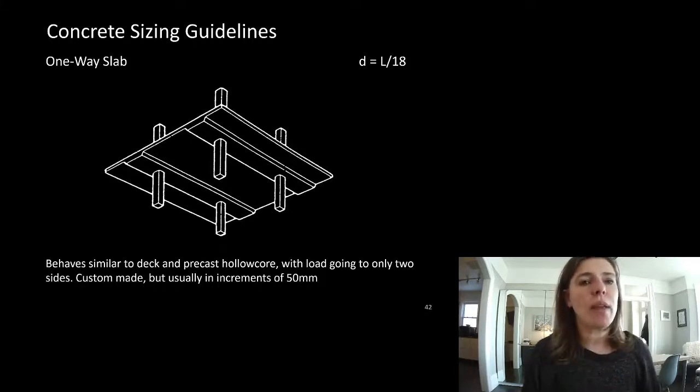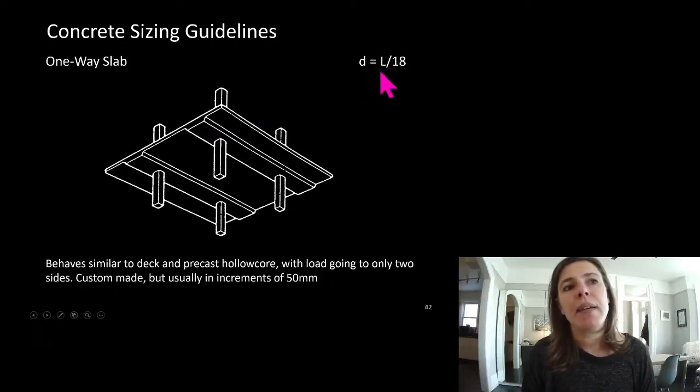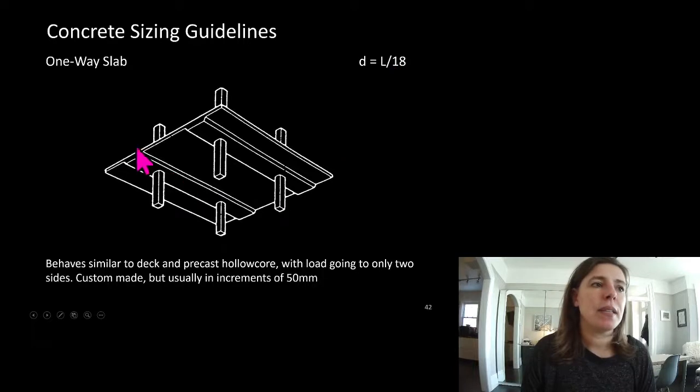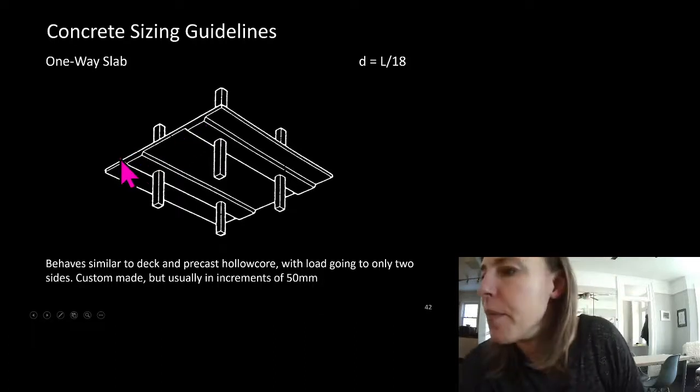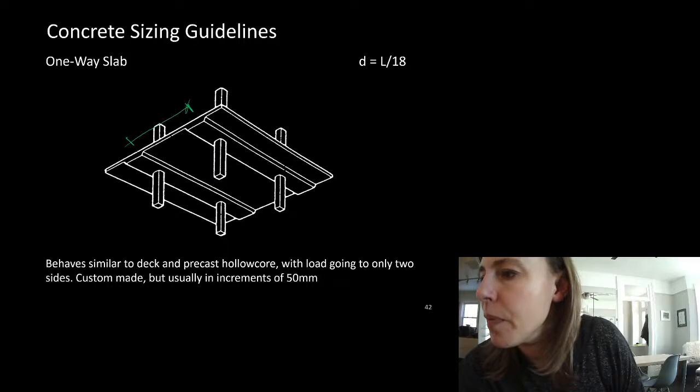So we'll start with a one-way slab where we've only got beams in one direction. And our sizing guideline is length divided by 18. So here's a beam and here's a beam. So we're saying that this is the length that it's spanning. That's our length.